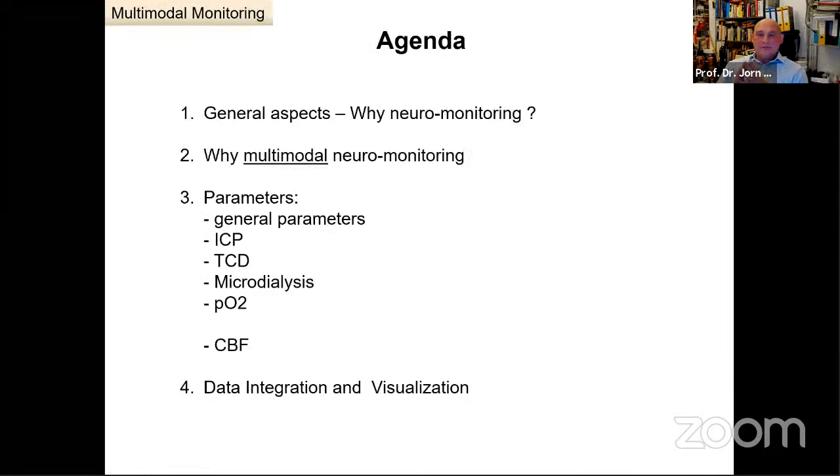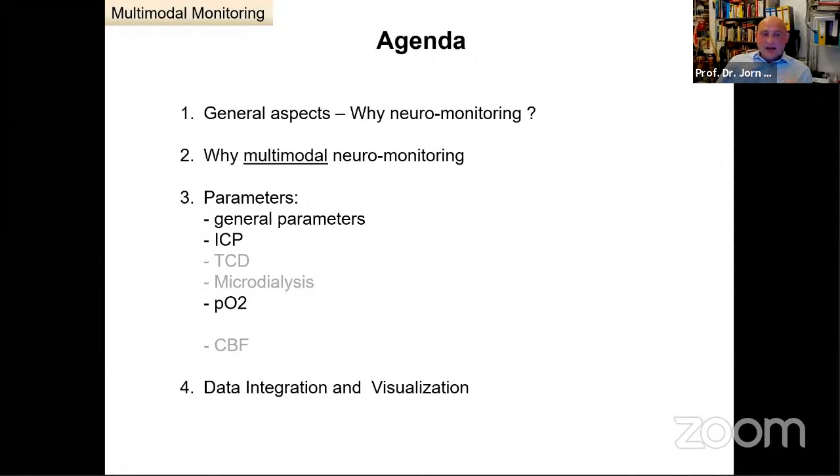So I'd like to split the lecture into 4 big parts. One is the general aspect: why neuromonitoring at all? What is it and what are we doing and why are we doing it? The second is, why are we actually doing multimodal neuromonitoring, meaning not only one entity of measurement. The third is, which parameters should we actually measure and can we measure? And the fourth is the integration and visualization of data. How could this be done?